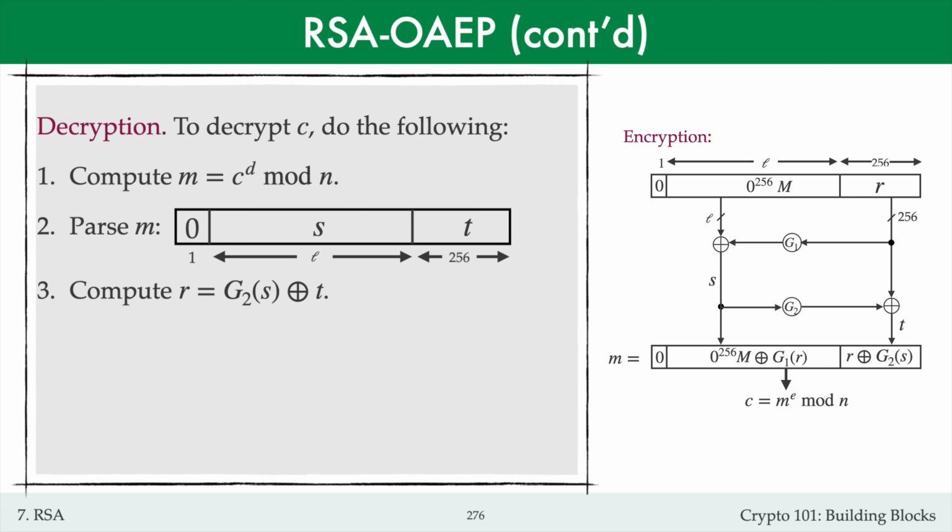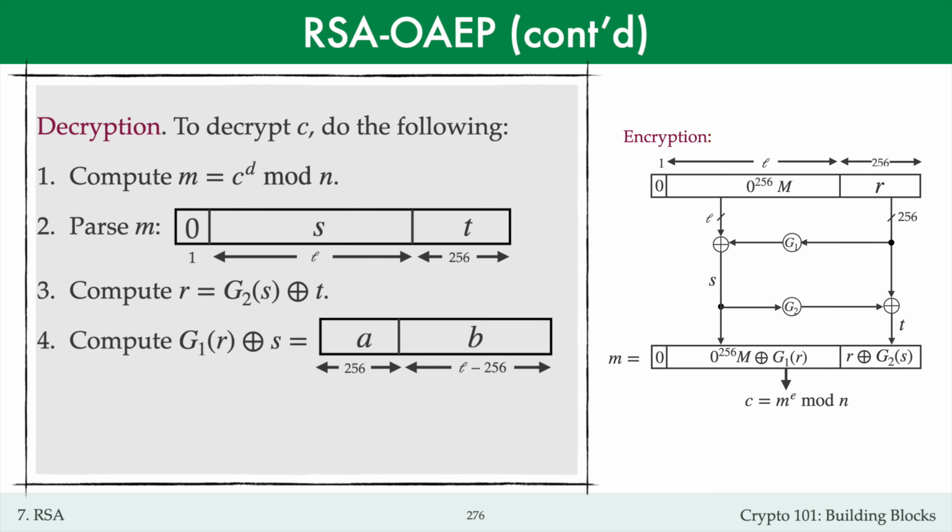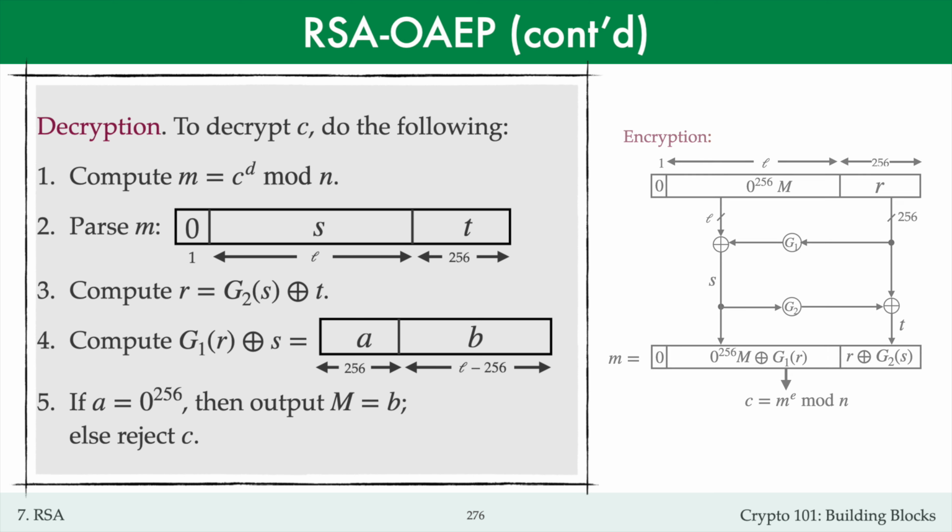Alice then computes R as G2 of S plus T, and she computes G1 of R plus S. This is a bit string of length L bits, which she parses into A and B. A has bit length 256, and B has bit length L minus 256. Finally, if A is a 0-bit string, then she outputs B as a plaintext. Otherwise, the plaintext was not properly formatted, and she rejects C.